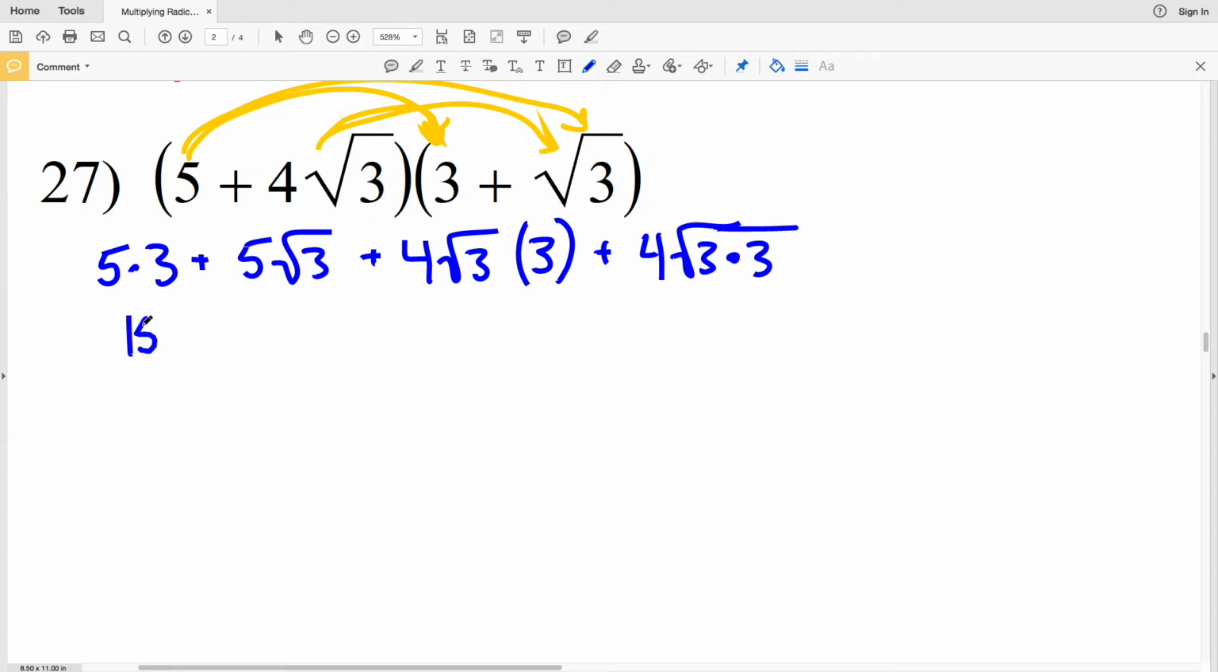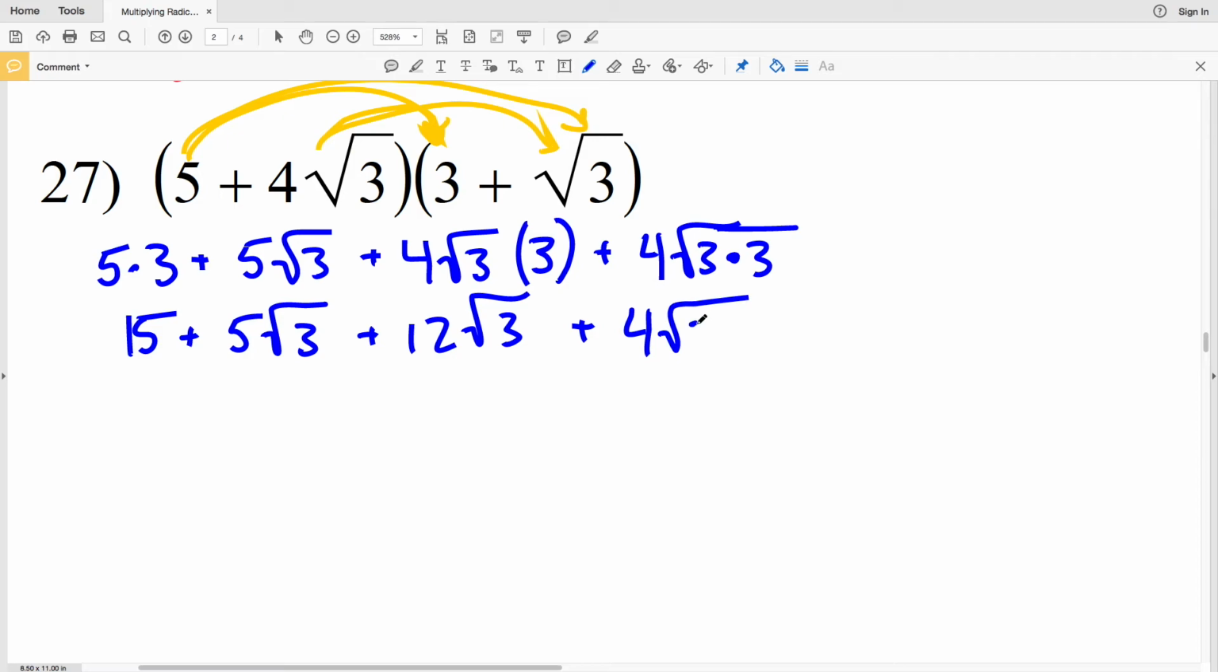5 times 3 is 15, and I'll add that to 5 times the square root of 3 plus 4 times 3 is 12, and that gets multiplied by the square root of 3, and then I'll add 4 times the square root of 3 times 3, which is 4 times the square root of 3 squared. So I'll be able to pull out a 3, and I'll also be able to combine like terms.